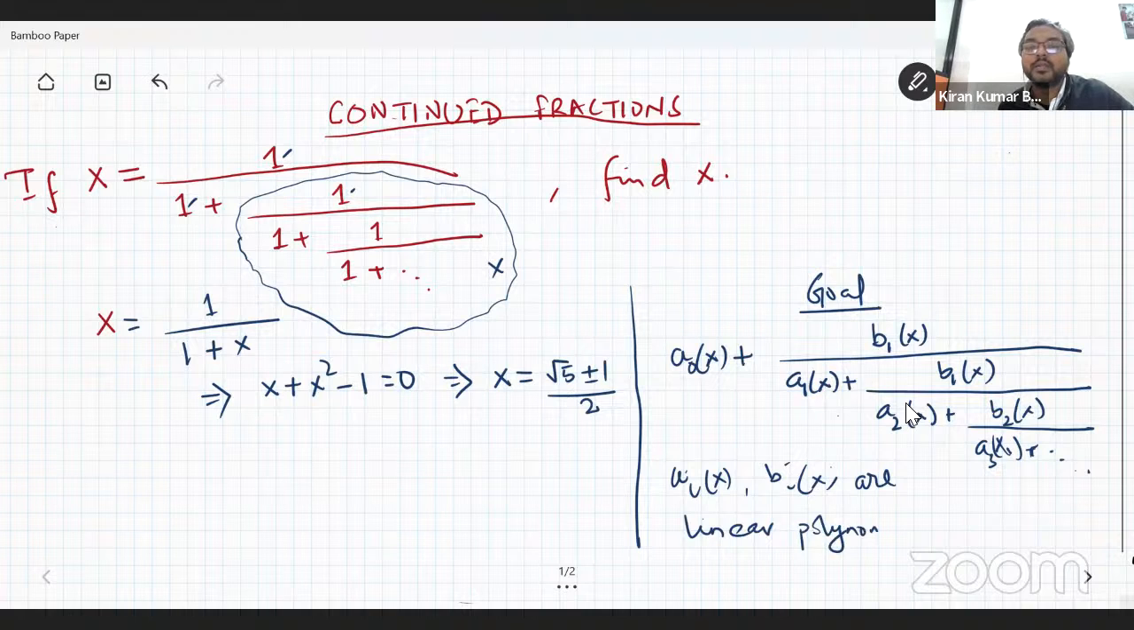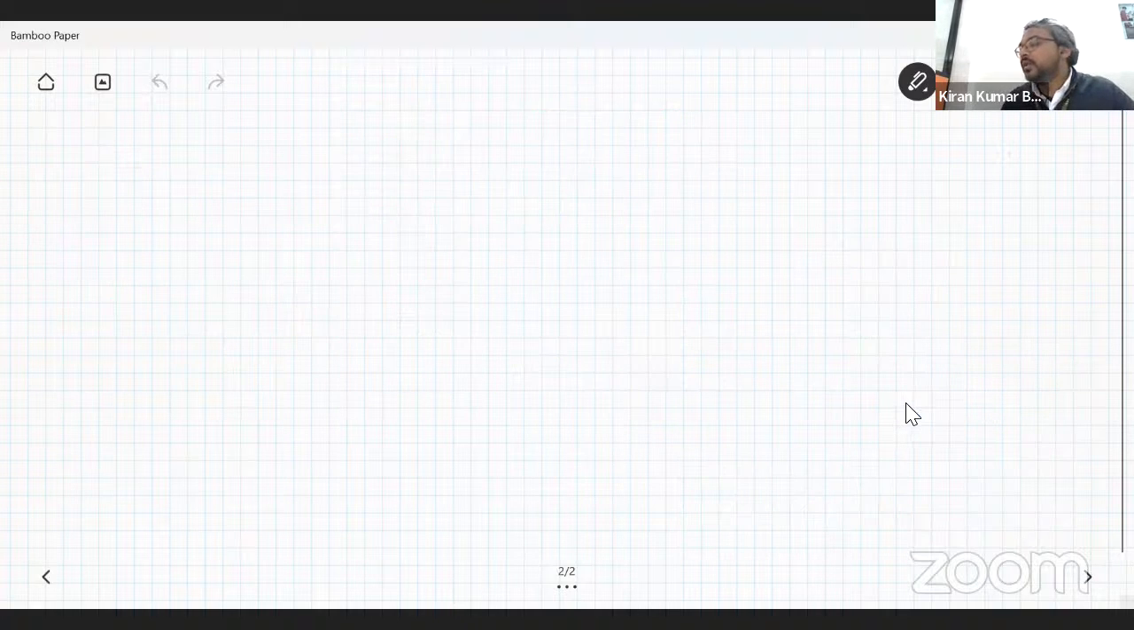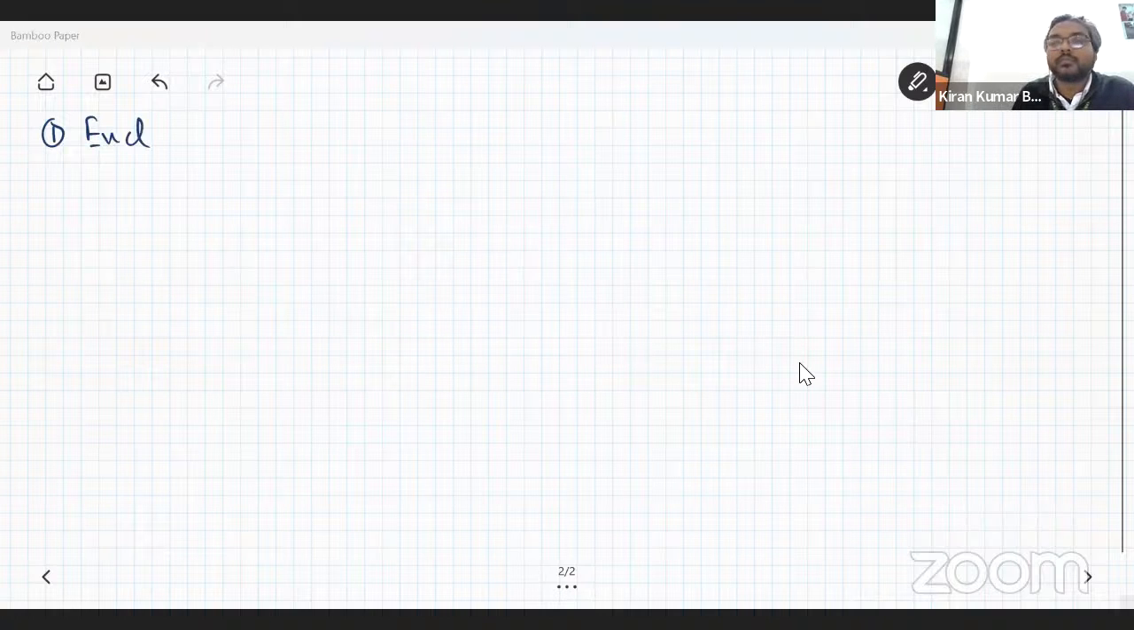So we'll discuss the initial or preliminary theory of this structure and how to formally define a continued fraction, right? Let us look at some of the motivating examples or the early origins of continued fractions. So first is Euclid's algorithm for GCD.